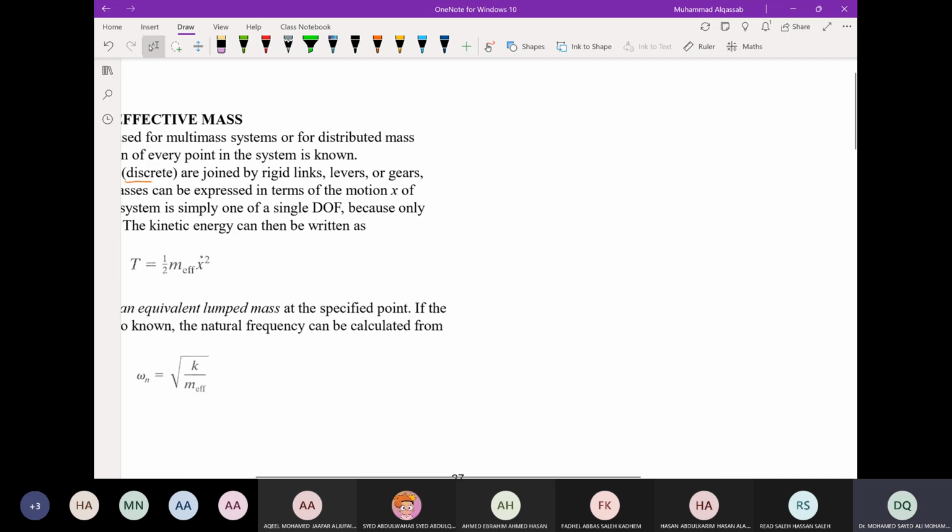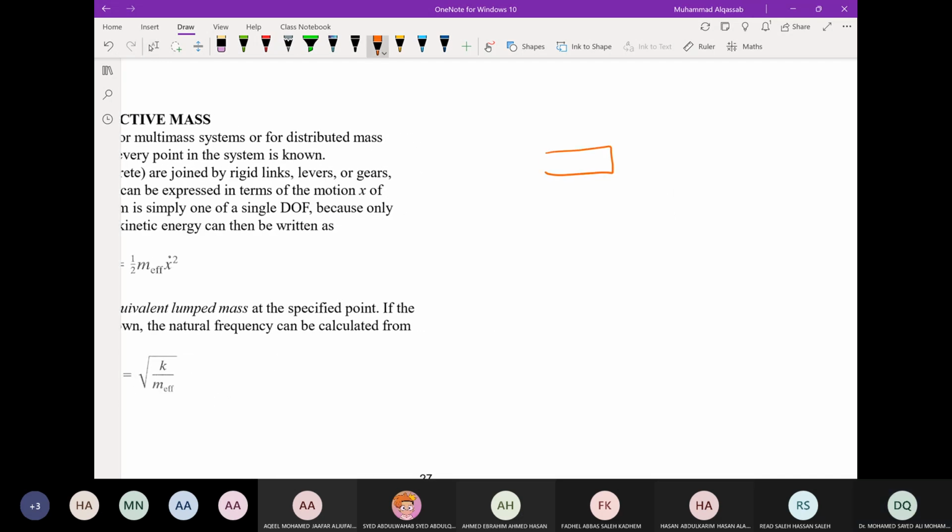For example, if you have a mass M1 and then you put a mass M2 on top of it, what is the M effective? It is the M total. It is M1 plus M2.